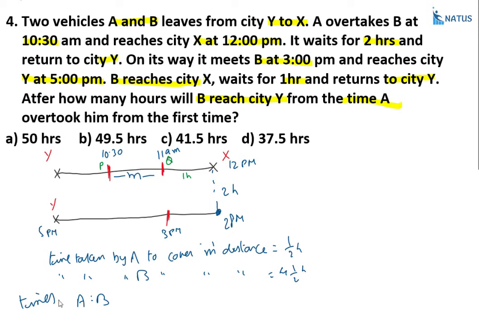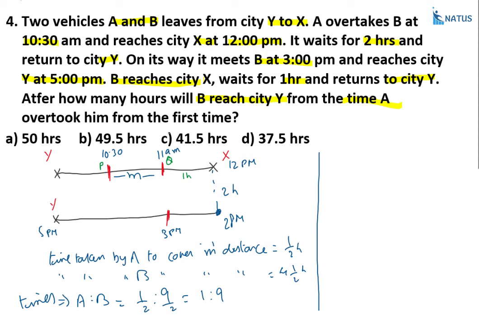Time ratio is equal to A is to B is equal to 1 by 2 is to 9 by 2, that is equal to 1 is to 9. So what is the ratio? Ratio is equal to 1 is to 9. This is the first point. So time ratio is equal to 1 is to 9.